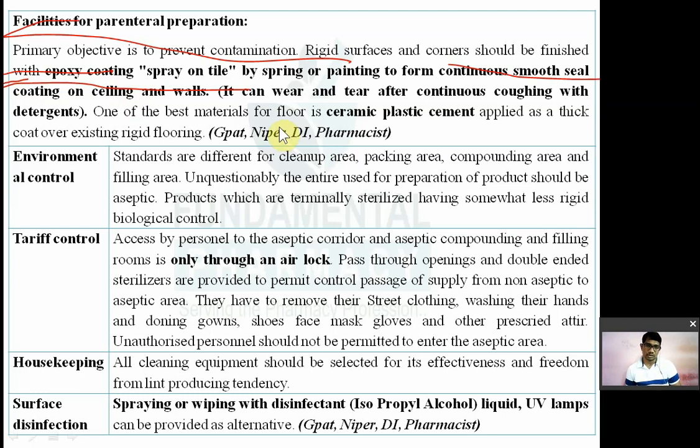So spray on tile, you get it as a spray. By spraying or painting to form a continuous or smooth seal coating on ceiling and walls. So it can withstand wear and tear and continuous cleaning with detergent. If you continuously wash it with detergent, one of the best materials for floor is a ceramic plastic content. That is a thin coat over existing rigid flooring.